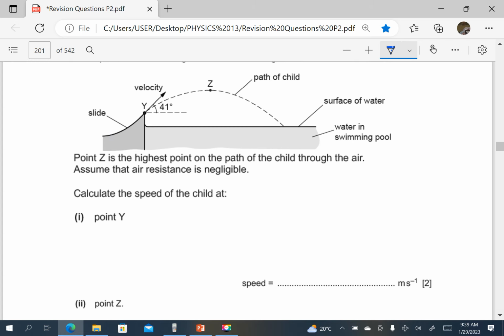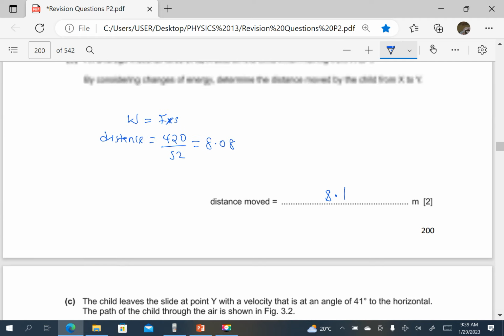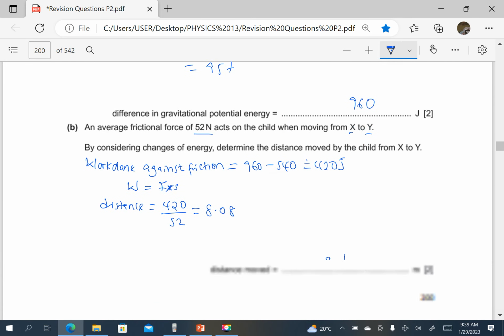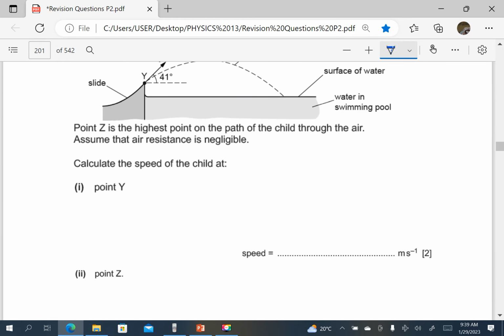Actually, the speed of the child at point Y, just here. So, because the child at point Y has kinetic energy of 540 joules, we can find the speed at point Y. So, kinetic energy, Ek, is equal to a half m V squared. We don't have the mass of the child, but we know that the mass is going to be the weight divided by g, which is 330 divided by g, which is 9.81. So kinetic energy, which is 540 at point Y, is equal to 1/2 times the mass of the child, which is 330 divided by 9.81, times the speed V squared.